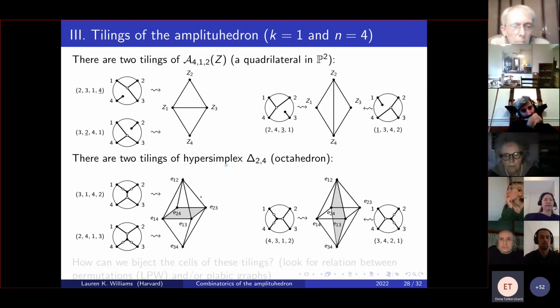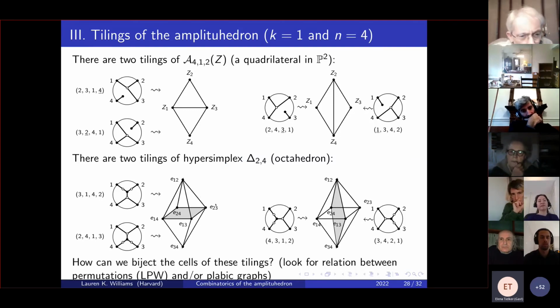And now how can we biject the cells of these tilings? Right, this was the puzzle that we had to figure out, and we first found the bijection conjecturally in this paper of Lukowski and Parisi.